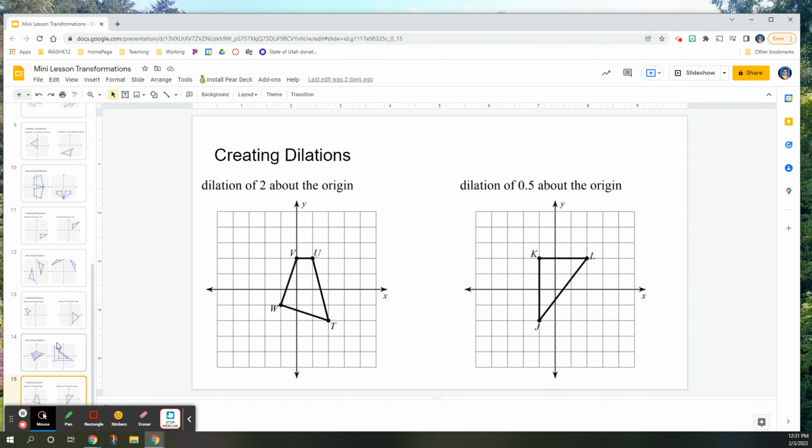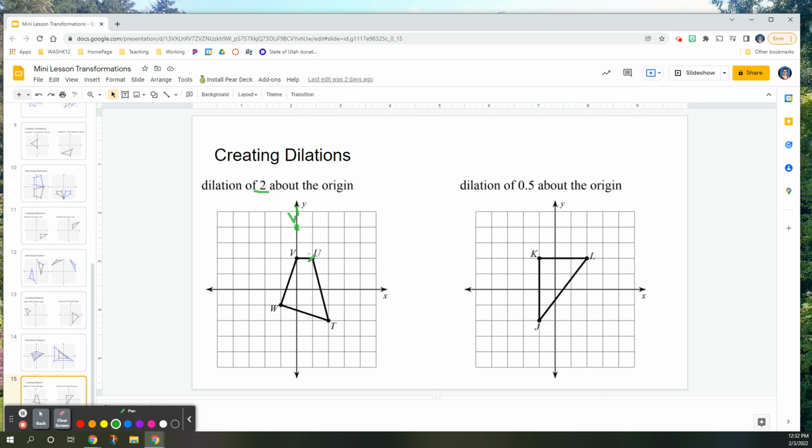Okay, so the last two problems we're going to do is here, it wants a dilation of 2, and about the origin just means it's going to be centered around the shape where we can double that. So here, V is at 0, 2, and I need to multiply that by 2. So 0 times 2 is 0, 2 times 2 is 4, so my new point for V is going to be right here.